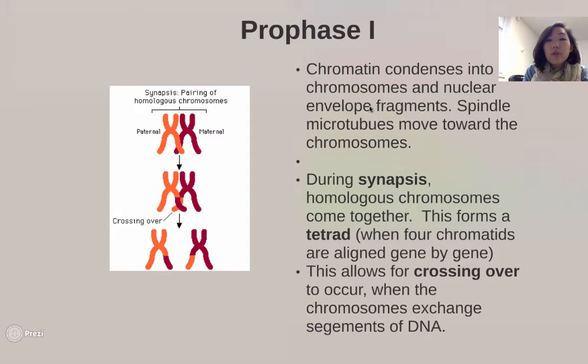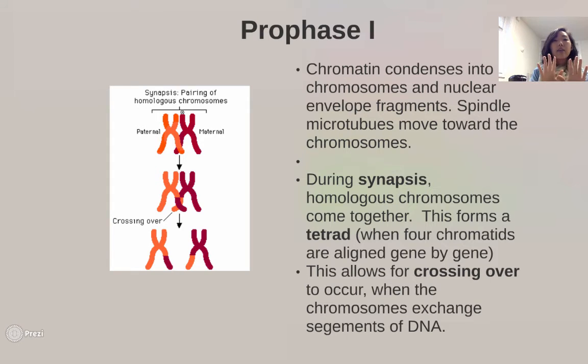So you have the nuclear envelope, which disintegrates in prophase 1. And then the spindle microtubules start to approach the chromosomes. The one thing that makes this prophase 1 different from regular prophase is there's something called synapsis, where the homologous chromosomes start to pair together. When the two homologous chromosomes come together, they form a tetrad. A tetrad is just when they align together.